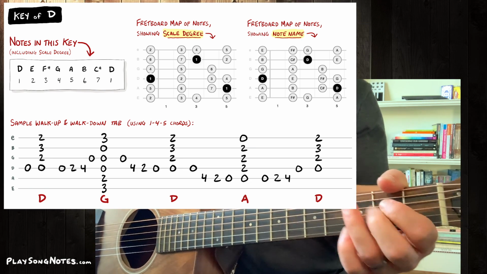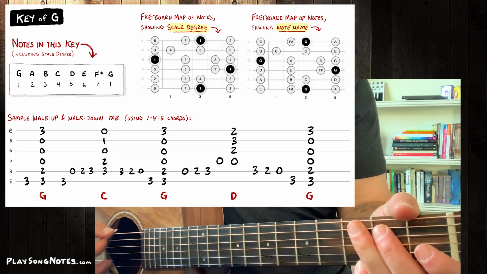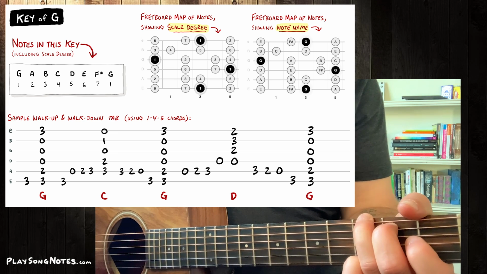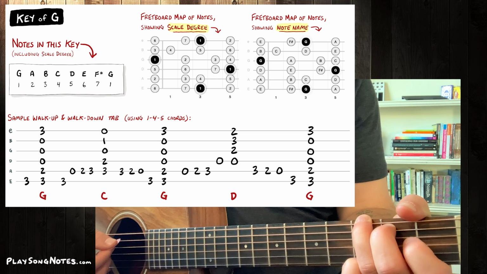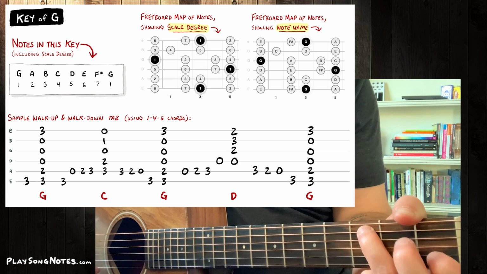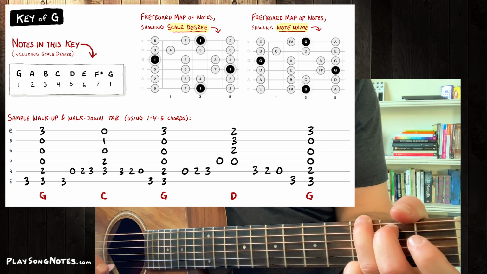Let's move to the key of G now. All right, key of G. We're going to start off with a low E string G note strum. Walk it up. 1, 2, 3, 4. 4, 3, 2, 1.